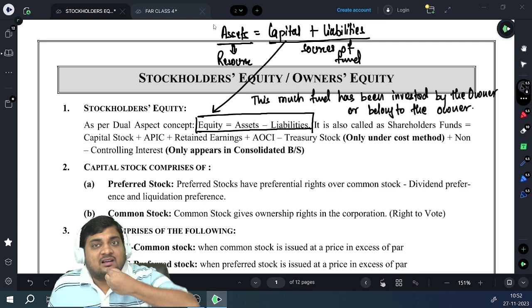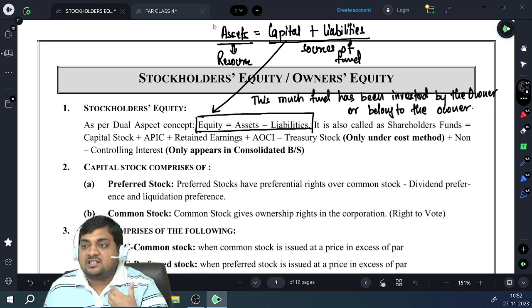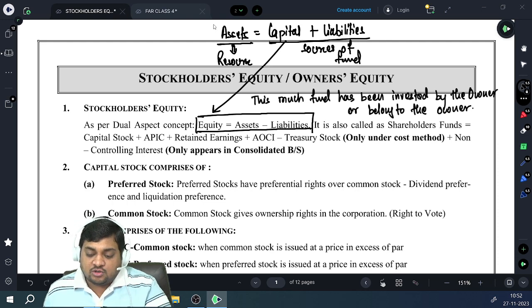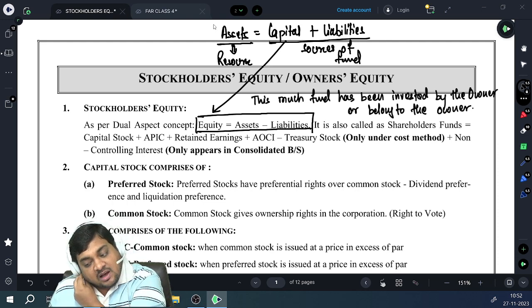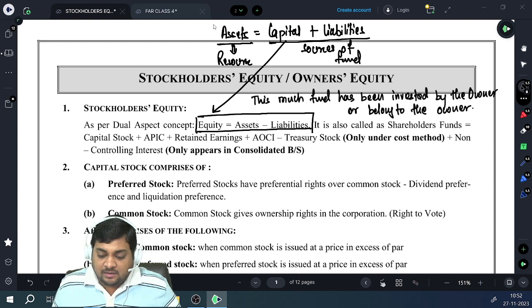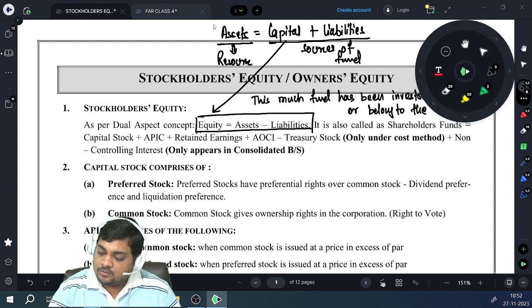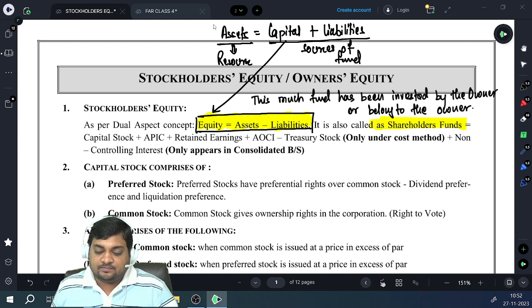Initially when we invest, right, and after some period of time there will be profit, right? So that profit is also given to the shareholder. So this much fund has been invested by the owner or this much fund belongs to the owner, same thing, right? In India we also call it as shareholders fund. This stockholders equity, owners equity, it is also known as shareholders fund.